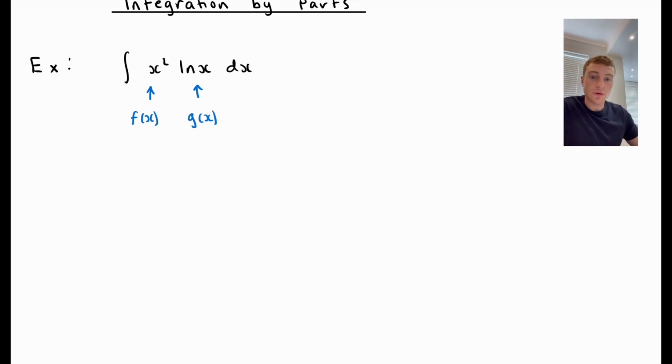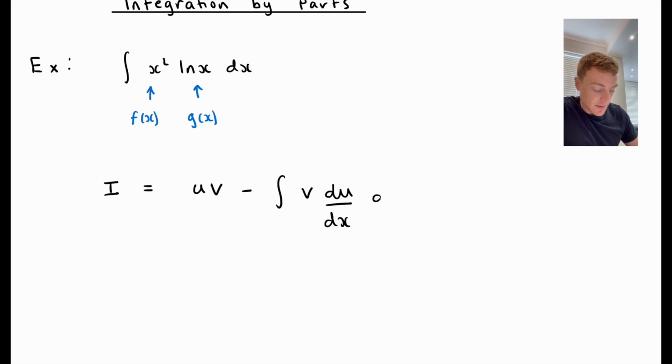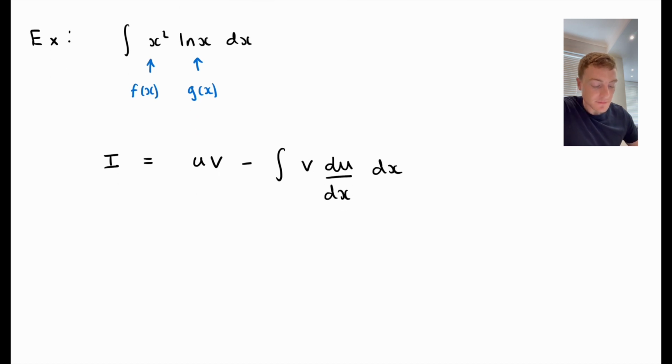Now, because we've got two functions of x and they're being multiplied together, this means we need to use integration by parts. Now, there's a standard formula. We have the integral is equal to u times v minus the integral of v multiplied by du by dx. Okay? Now, in order to solve this problem, we need to find what u is and we need to find what v is. We also need to find what du by dx is.